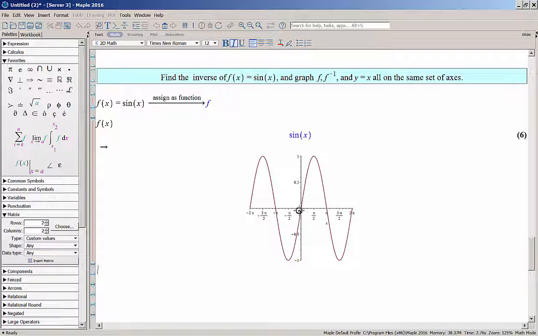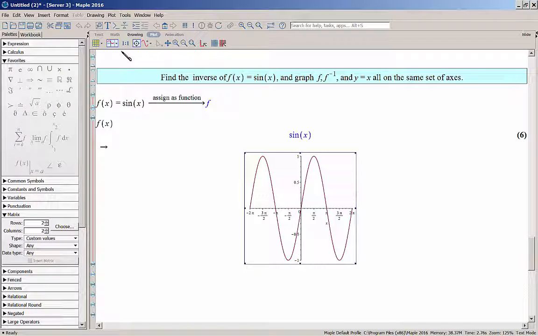Well, sine x is periodic. If we draw a horizontal line on this graph, it's going to intersect the graph many times, more than once. Therefore, sine x as it stands is not one-to-one. It is not invertible. You have to pick a one-to-one section. And it's a nuisance to remember what that section is.